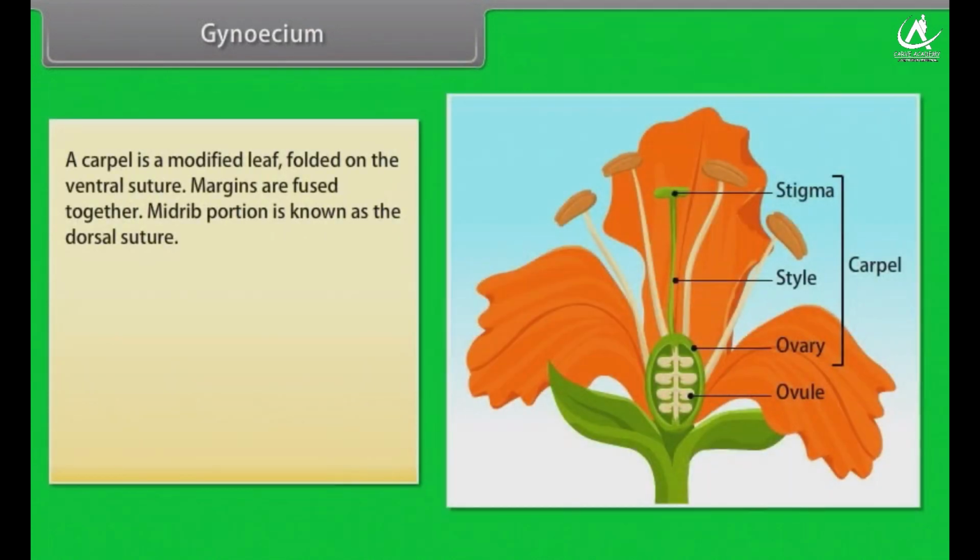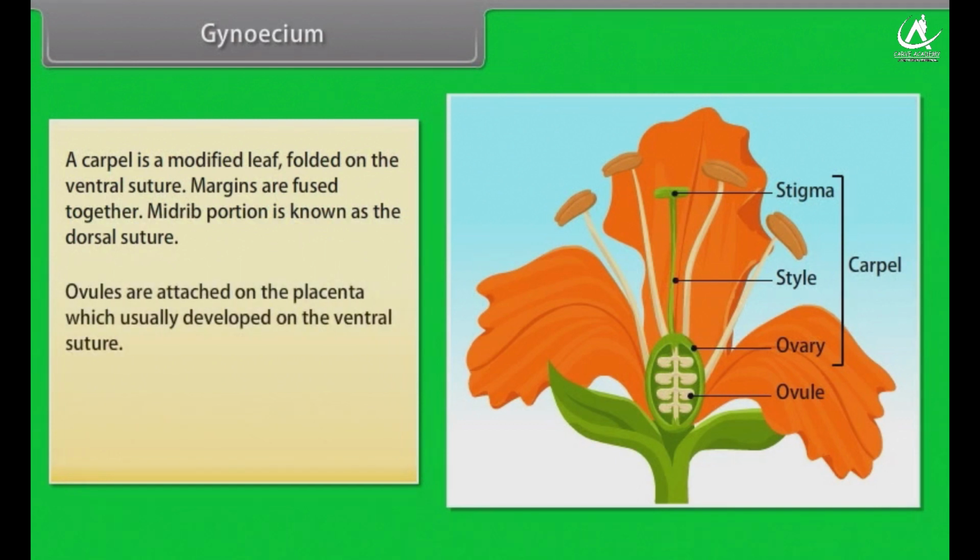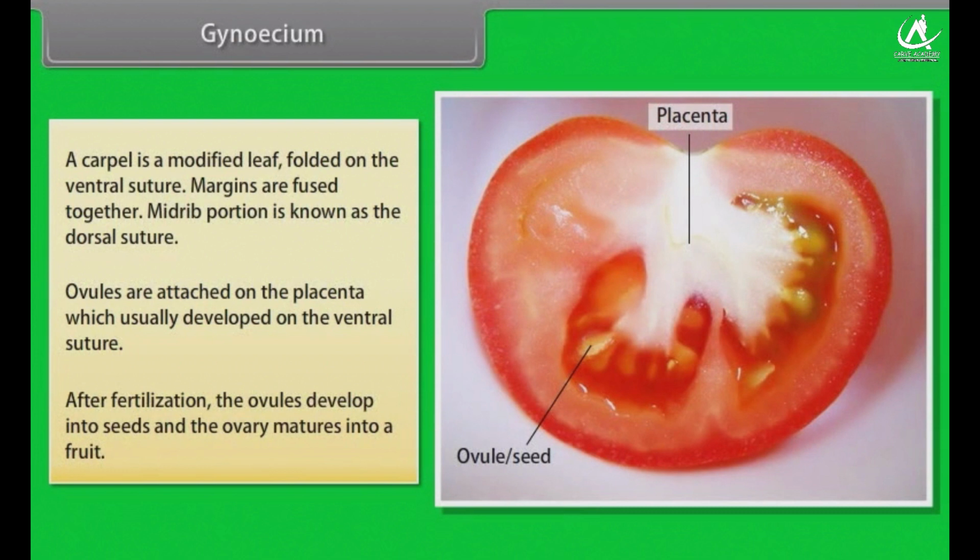A carpel is a modified leaf folded on the ventral suture. Margins are fused together. The midrib portion is known as the dorsal suture. Ovules are attached on the placenta, which usually develops on the ventral suture. After fertilization, the ovules develop into seeds and the ovary matures into a fruit.